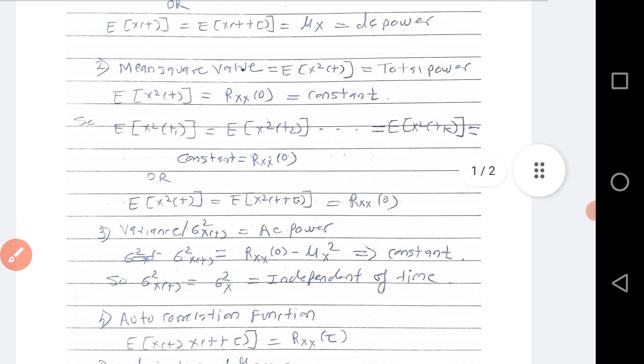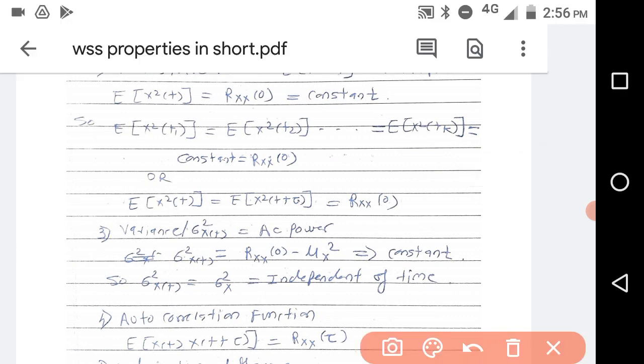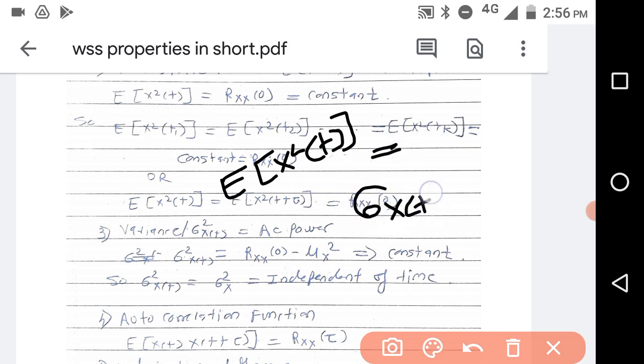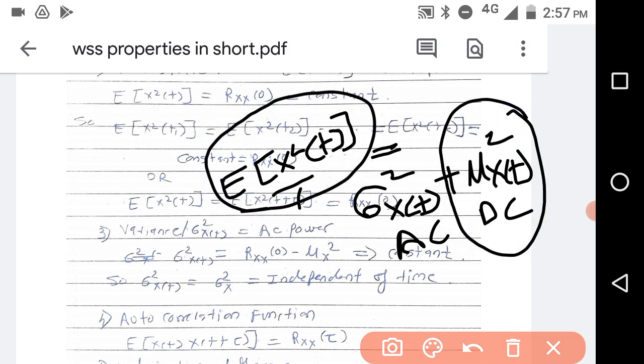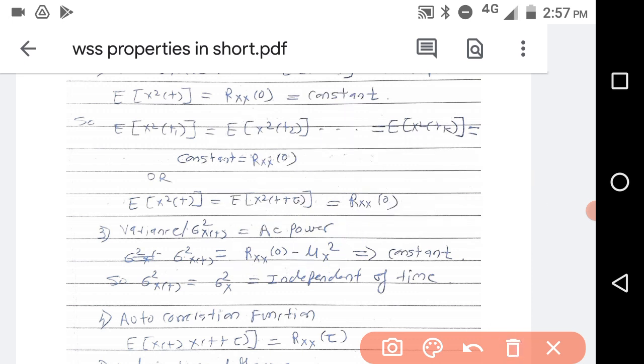Next, let us see what about the AC power or variance. Always keep this expression in mind, that E of x square t is equal to sigma x square plus mu x square. That means total power is equal to AC power plus DC power. We have seen for the stationary random process that this DC power is constant, this is also constant, it is not dependent on the time. Now sigma x square t is AC power, so that is equal to E of x square t minus mu x square. E of x square t is Rxx(0) and mu x square is mu x square only, because it is not dependent on the time. So here also we can say that AC power is constant.